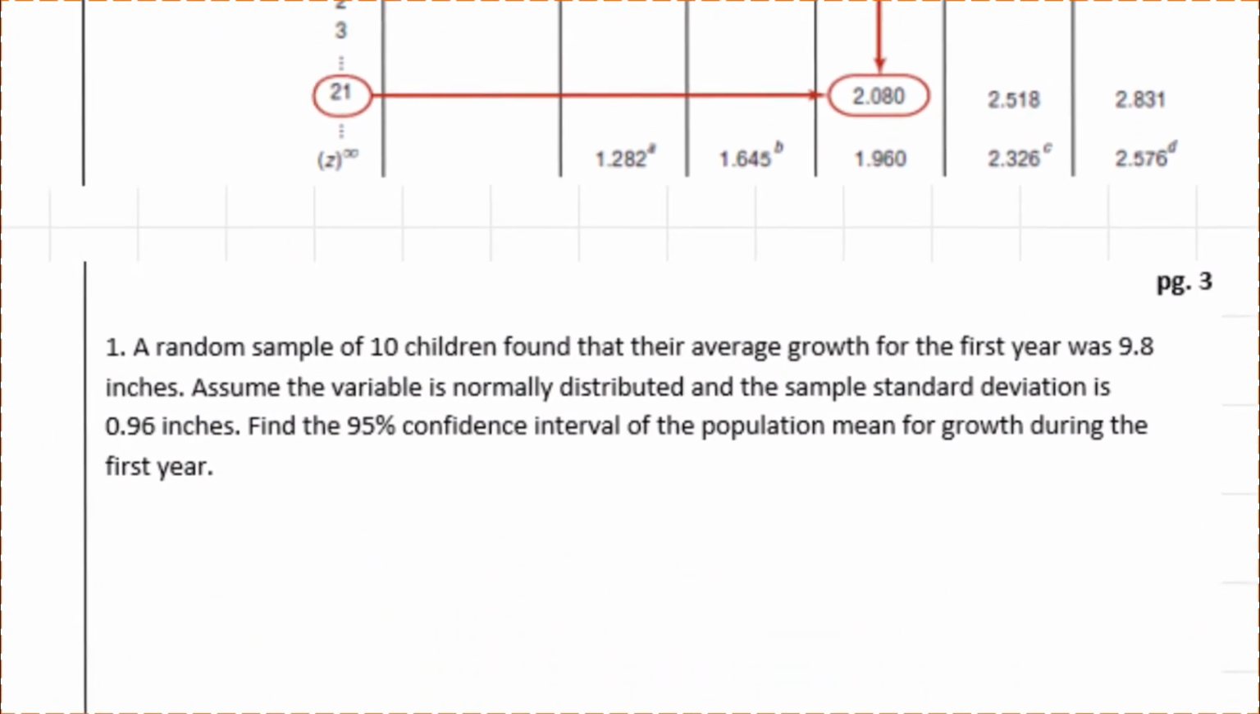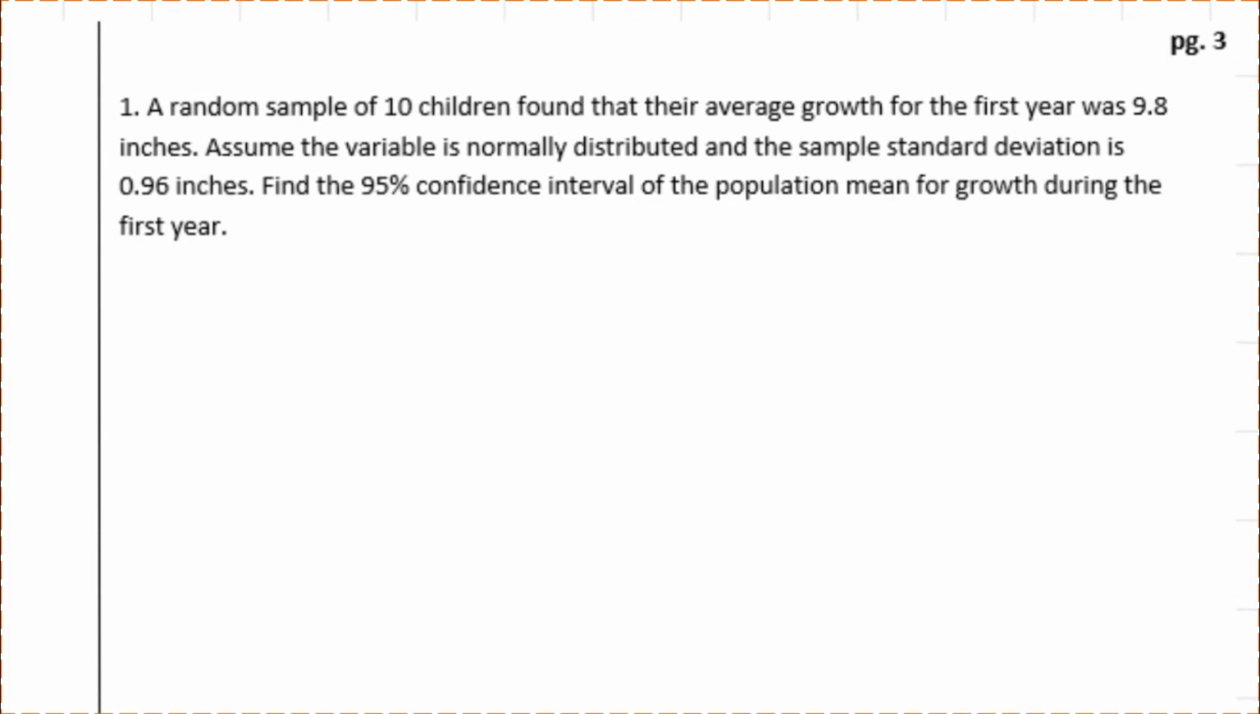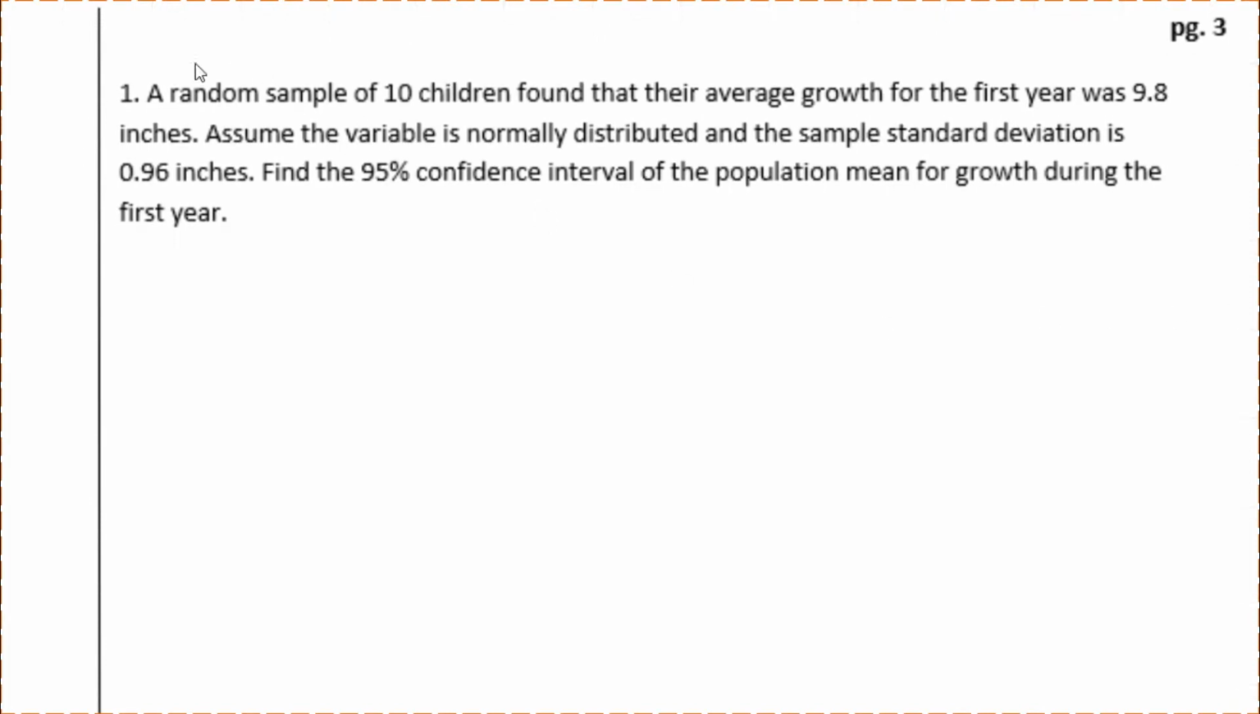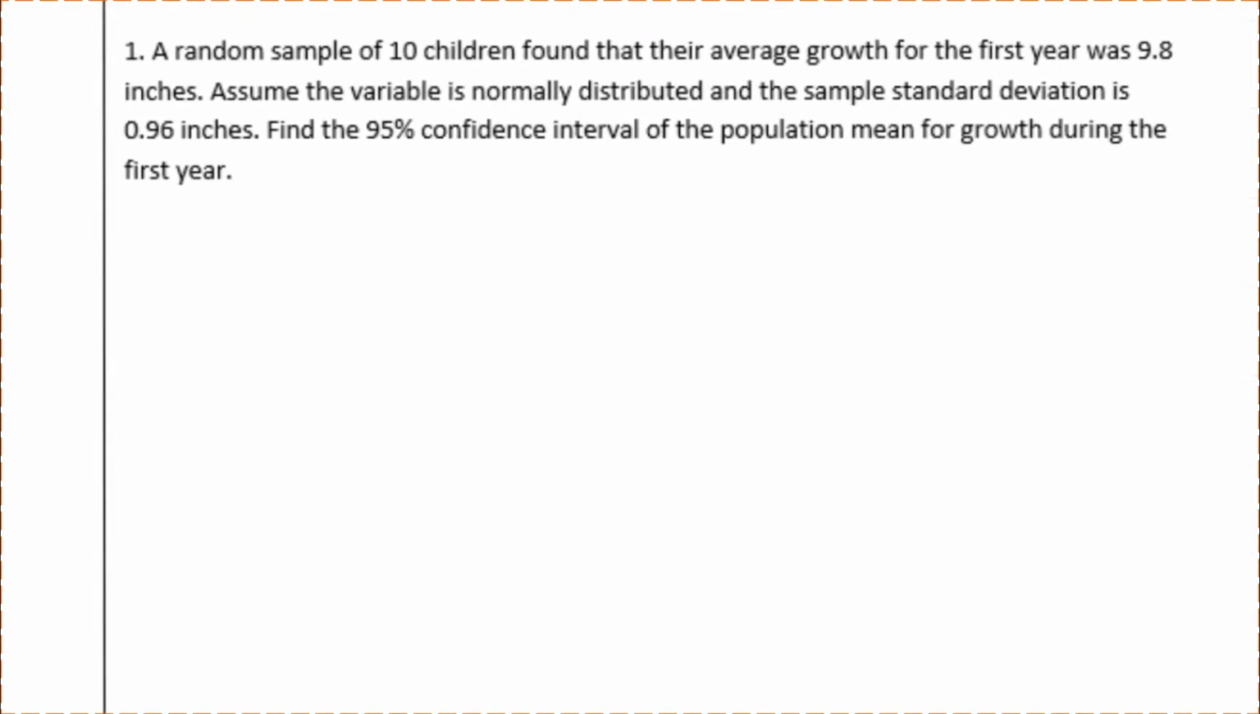All right, so let's look at an example of how this works. In the first example, we have a random sample of 10 children found that their average growth for the first year was 9.8 inches. Assume the variable is normally distributed and the sample standard deviation is 0.96 inches. Find the 95% confidence interval of the population mean for growth during the first year.